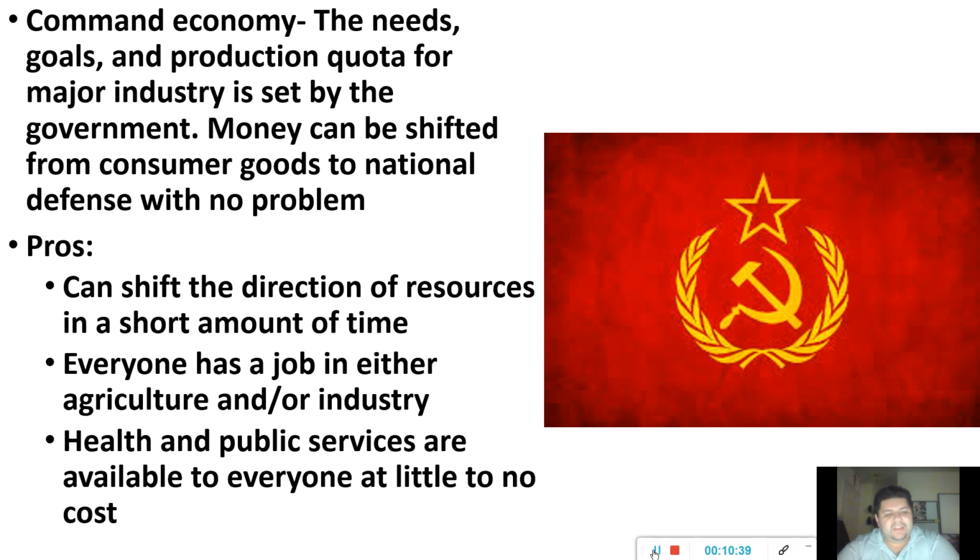The other thing is that the health and public services are available to everyone at little to no cost. So let's say you're like, oh my God, my chest hurts. Oh, I can't breathe that well. You can go to any hospital, any clinic, urgent care, wherever, go see a doctor, and your bill might be $10, $50, or nothing at all. The government pays for it all. They take care of that. So you can be checked up on and you can get your health looked at.